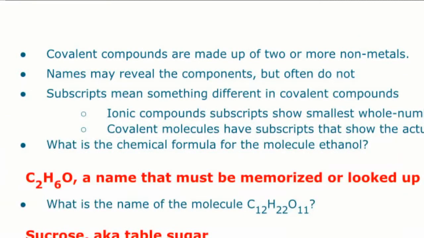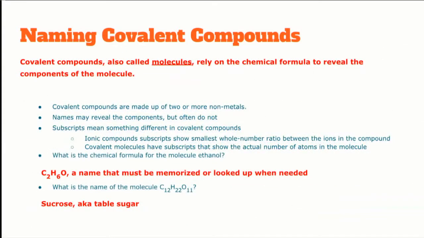So names may reveal the components, but often do not. We still have subscripts with these guys, and in ionic compounds, we always reduced. We always went to lowest terms. In covalent compounds, we don't reduce. If it is CO2, that means there's 1 carbon and 2 oxygens. If you have CO3, that's a different thing. If you have CO, that's different. So we don't reduce the coefficients when we deal with covalent. If we put a 3 after something, that means there are 3 of them there.